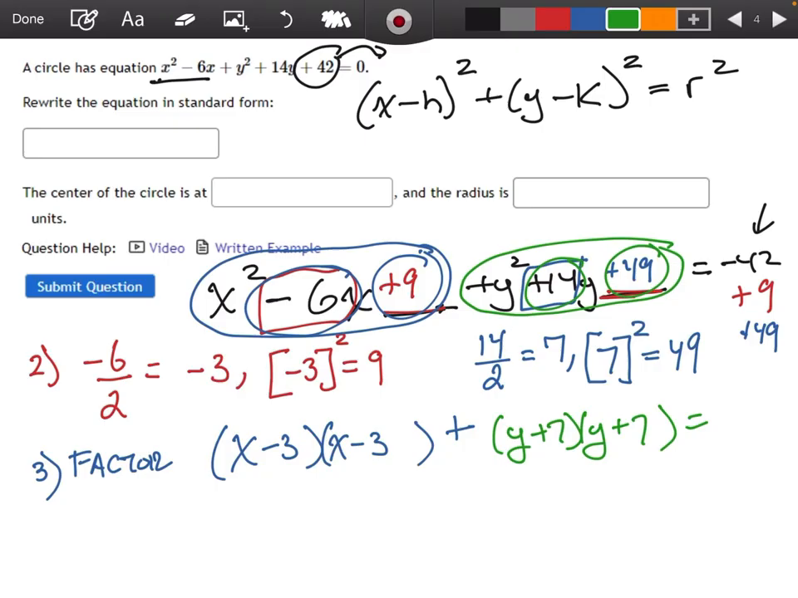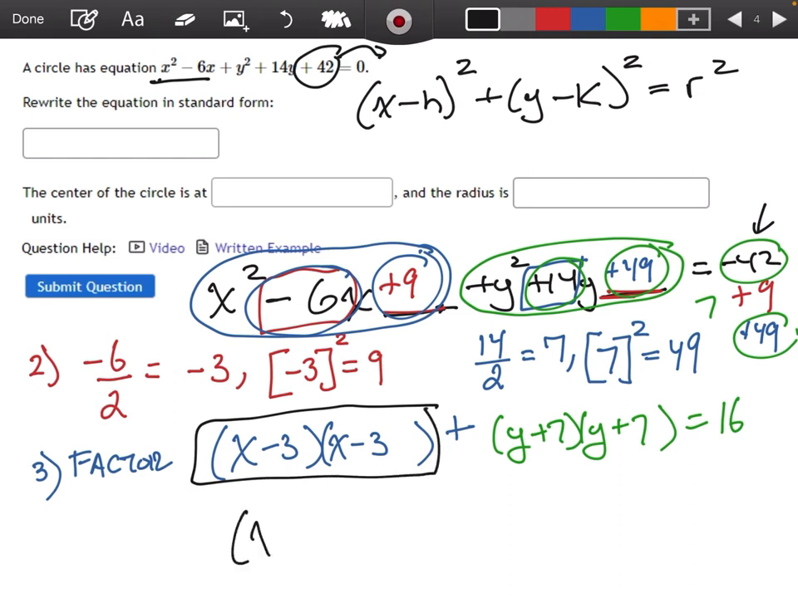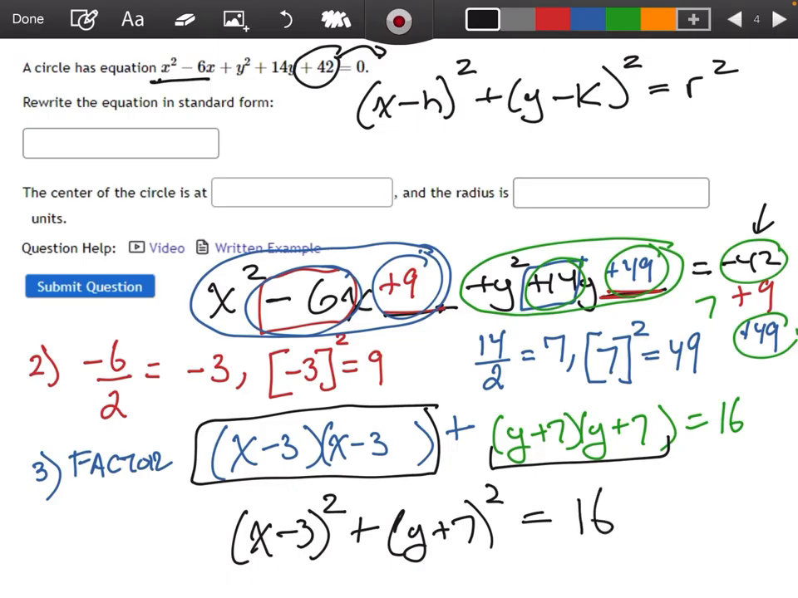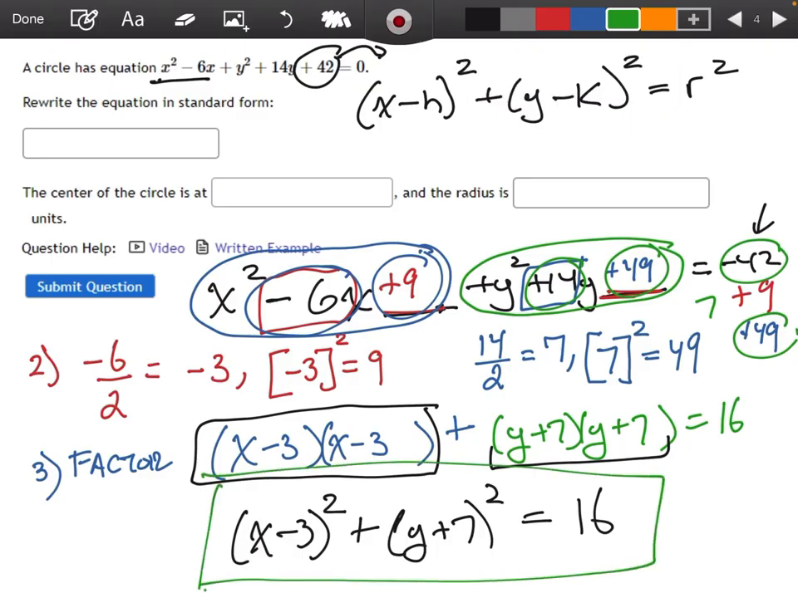And then, let's see, what do we have here? 49 minus 42 is 7. 7 plus 9, 16. Okay. One thing I want you to notice about this part right here, x minus 3 and x minus 3, my friends, we can write this as (x - 3)^2. y plus 7 and y plus 7, we can write this as (y + 7)^2 is equal to 16. So they're asking us to rewrite it in standard form. This right here, my friends, is our standard form: (x - 3)^2 + (y + 7)^2 = 16.